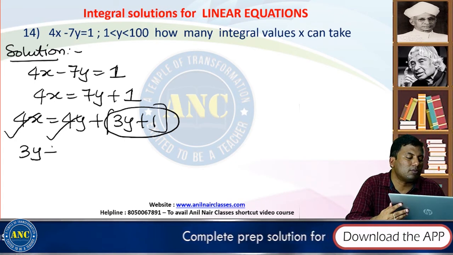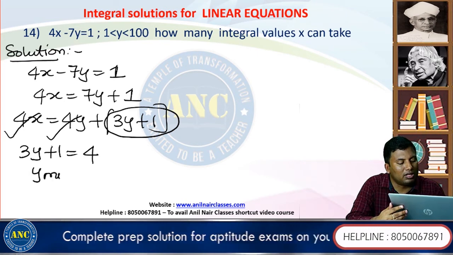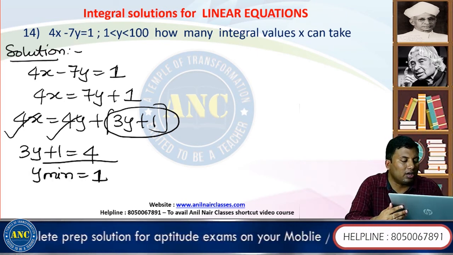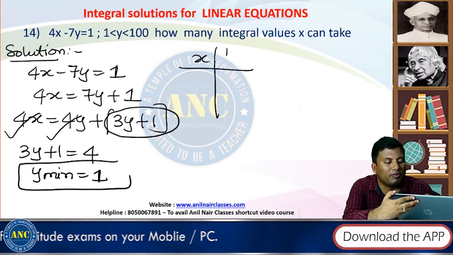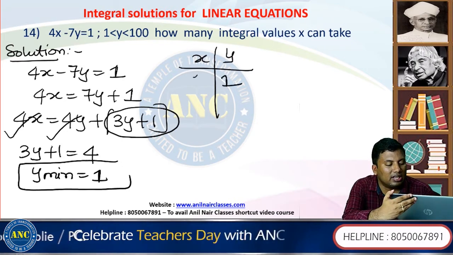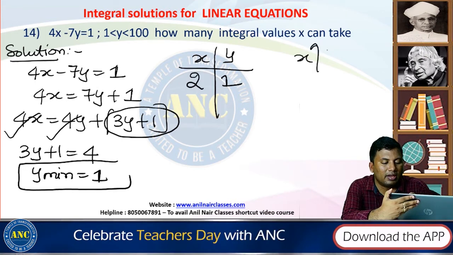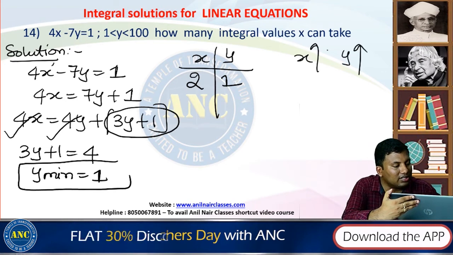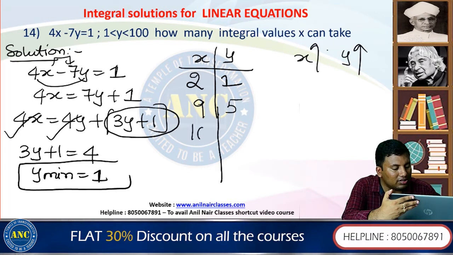What is the lowest multiple that is divisible by 4? 3y plus 1 is 4. Y minimum is nothing but 1. We have to find out the minimum value of a variable. So x and y. If y minimum is 1, 4x minus 7 is 1, 4x is 8, x value is 2. I hope it is clear. Then if x increases, y also increases. X increases by 7, 9. Y increases by 4, 5. X increases by 7, y increases by 4, 9.